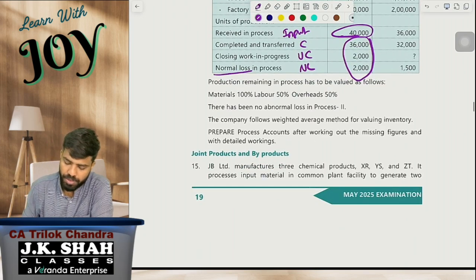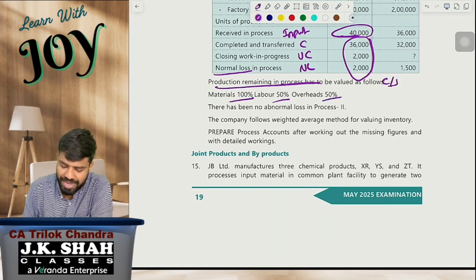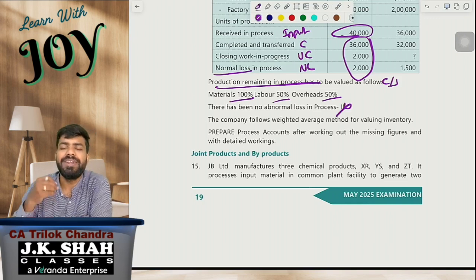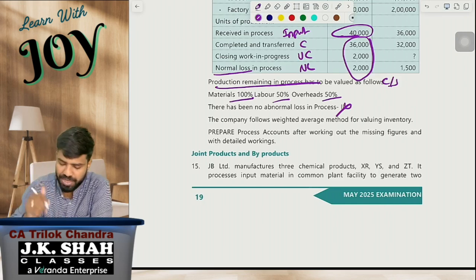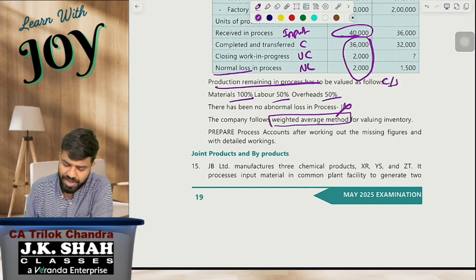Now, production remaining in process has to be valued as follows. Production remaining in process, nothing but closing stock, has to be valued as follows: material completed by 100%, labor completed by 50%, overhead completed by 50%. There has been no abnormal loss. If there is no abnormal loss, entire loss is normal loss. The company follows the weighted average method for valuing the inventory.